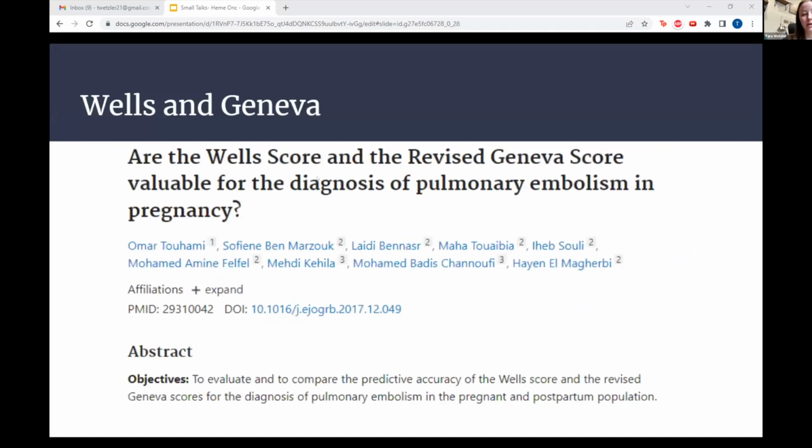There was another study I found that looked at the Wells score and Geneva score for diagnosis of PE in pregnancy. This was a retrospective study. They looked at pregnant or postpartum patients with a suspected PE that received diagnostic imaging, either VQ or CT, over a 3-year period. And then they looked at the sensitivities and specificities.